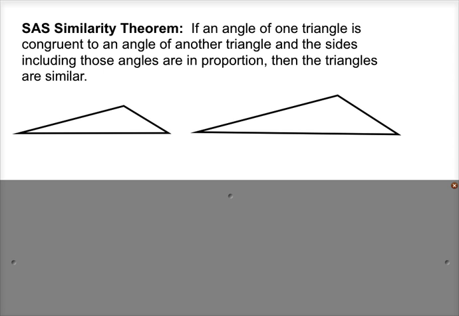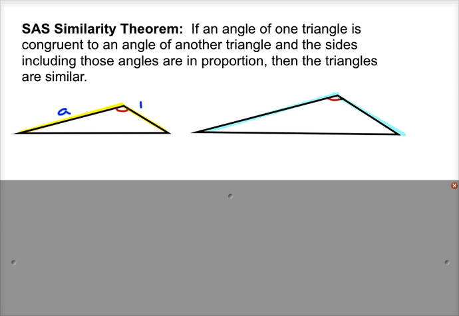Side angle side similarity theorem. If an angle of one triangle is congruent to an angle of another triangle and the sides including those angles are in proportion, then the triangles are similar. So if I look at the two triangles up here, I'm just going to pick a top angle. If this angle is congruent in each triangle and the sides that make up that angle are in proportion, so I'm thinking the triangle on the left, if these two sides are in proportion to these two sides, I'll give you some examples.